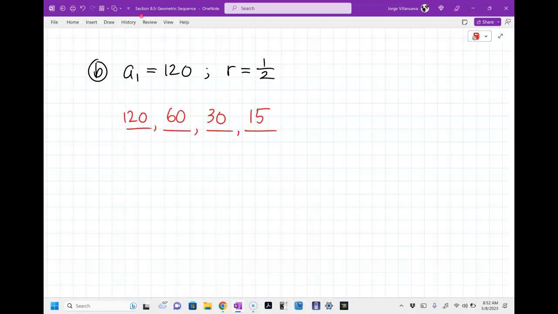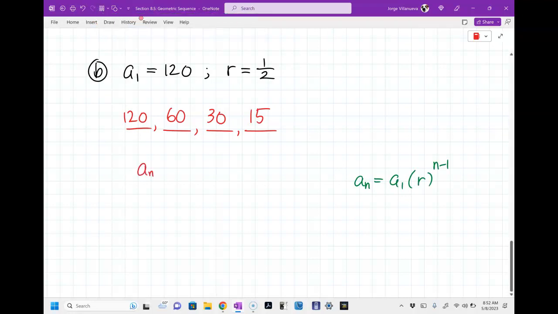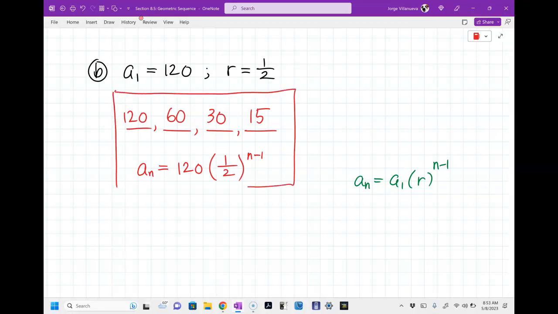Okay? Now they want me to write my equation. All right? So remember, I'll write this down the side again. The equation is a sub n equal to a sub 1 times r to the n minus 1. So my equation will be a sub n equal to a sub 1, which is 120, times r, which is 1/2, to the n minus 1. And there you go. There's your solution.